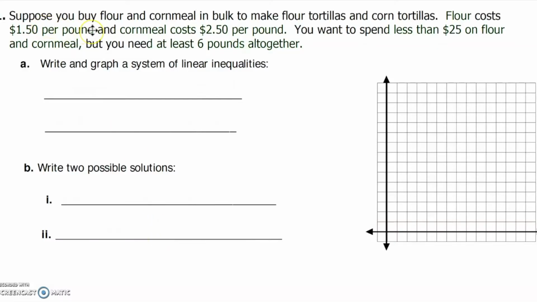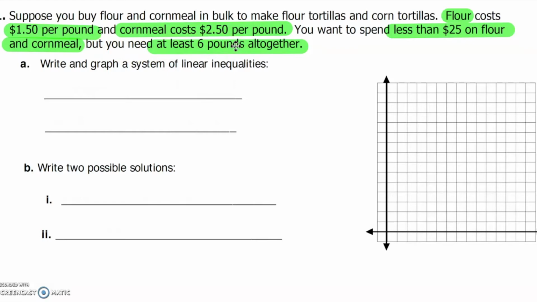Suppose you buy flour and cornmeal in bulk to make flour tortillas and corn tortillas. Flour costs $1.50 per pound, and cornmeal costs $2.50 per pound. You want to spend less than $25 on flour and cornmeal, but you need at least 6 pounds altogether. So let's go back through and highlight our important information. Flour costs $1.50 per pound. Cornmeal costs $2.50 per pound. We're going to spend less than $25 on both, and we need at least 6 pounds altogether.